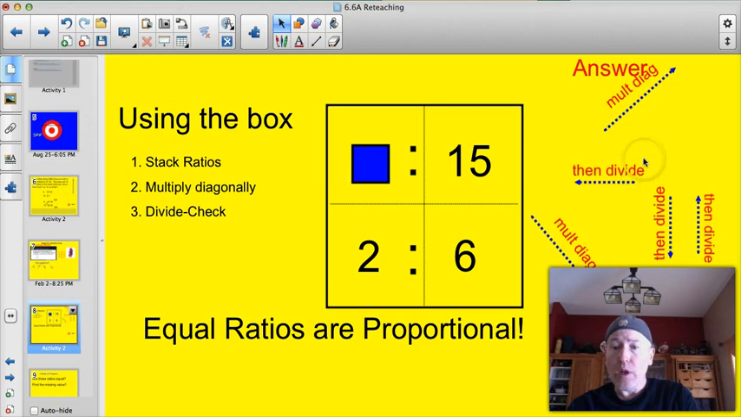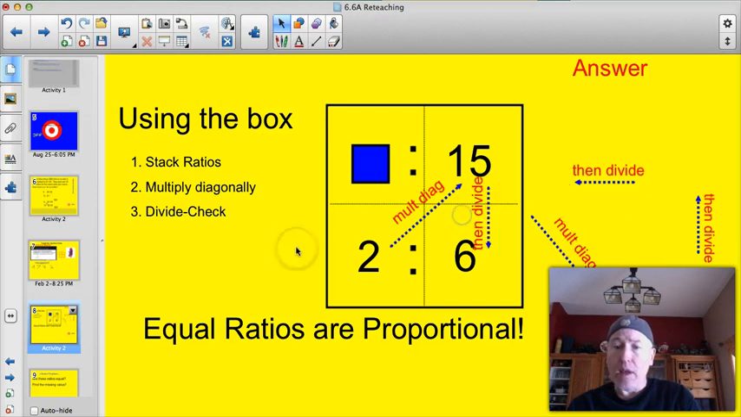It's going to work. Multiply diagonally, divide the other numbers. Okay? There it is. I stacked them, multiply diagonally. 2 times 15 is 30. 30 divided by 6 is 5. It gives you the missing number. So your answer will be in the empty box.